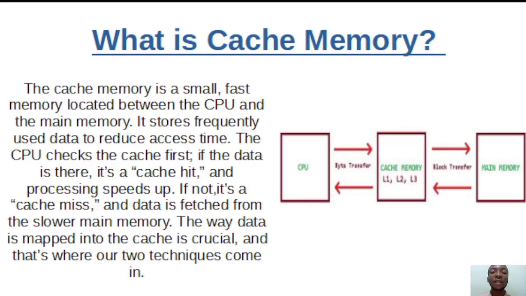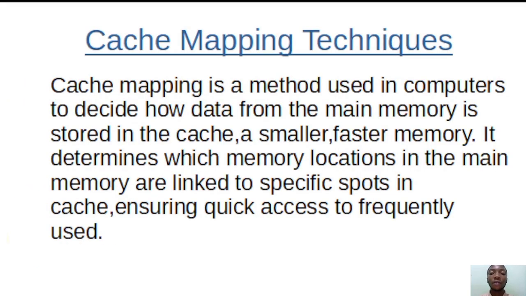But how does the data get into the cache? That's where cache mapping techniques come in. Cache mapping is all about deciding how data from the main memory gets stored in the cache. The main memory is huge, but the cache is small and fast, so we need a smart way to link specific memory locations to spots in the cache. The goal is to have quick access to the data the CPU needs most.